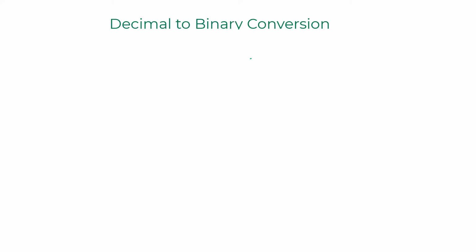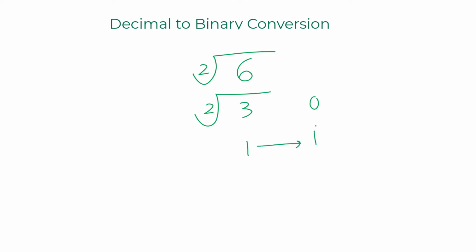To make things clear, let's try it out with 6. 6 divided by 2 is 3, and the remainder is 0. Again, 3 divided by 2 is 1 with a remainder of 1. Because I hit 1 here, I'm writing the pattern right away. So it's 1, 1, 0.